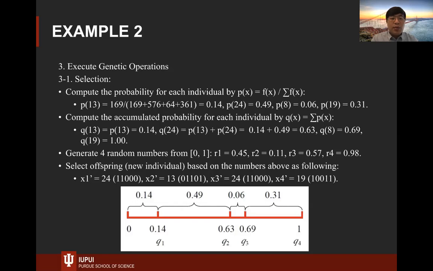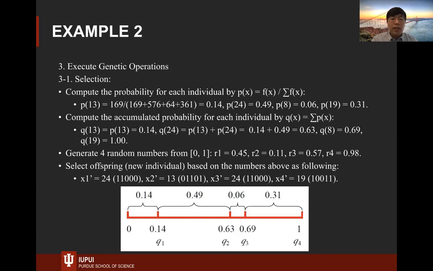First, we will use the selection operator. We compute the probability for each individual by this formula. So the total sum of the fitness scores is 169 plus 576 plus 64 plus 361, which is equal to 1,170. So 169 over 1,170 is equal to 0.14. So we got the probabilities of these 4 individuals.